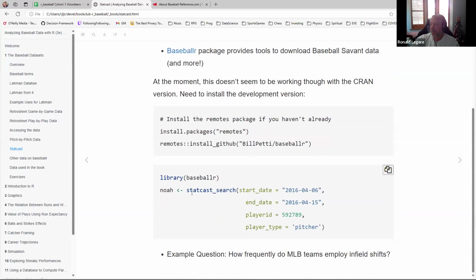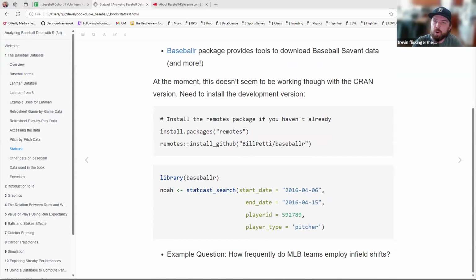But in any event, if you install the current development version of baseballr, then you can do things like, give me all the stats on this particular player on a particular day. I don't know why it didn't spit out the answer there. I think since you just assigned it to Noah, it didn't print out. All right, I'll have to fix that. I can't remember what I actually said now.